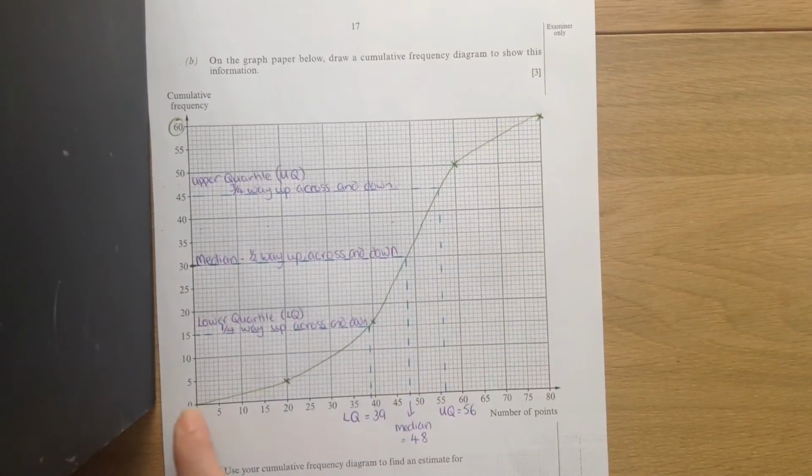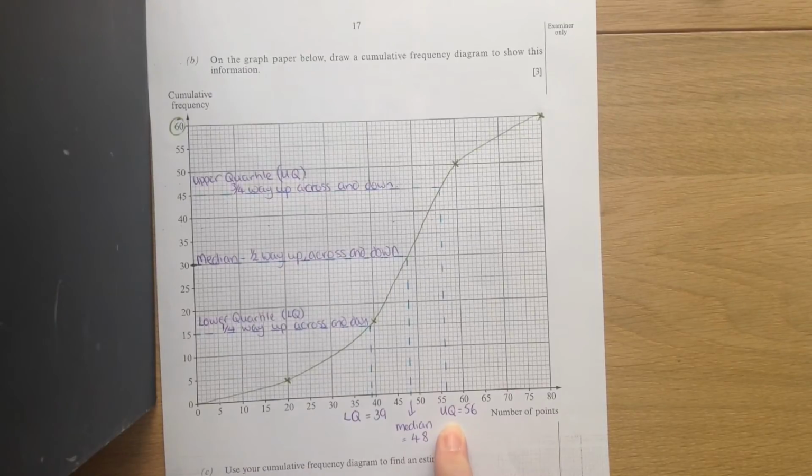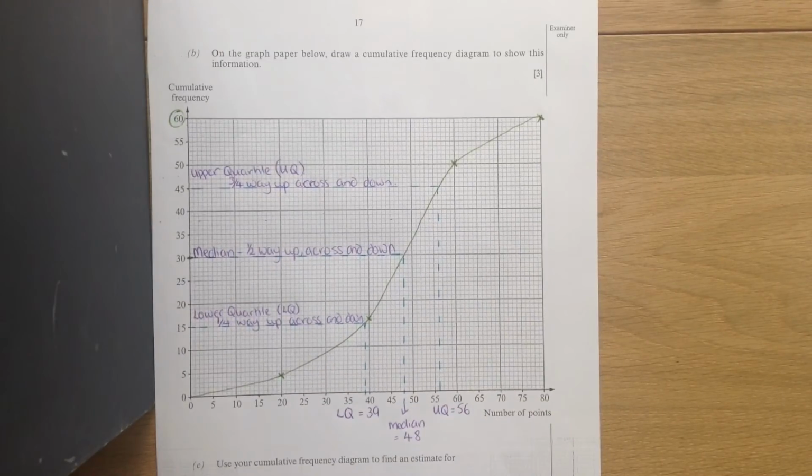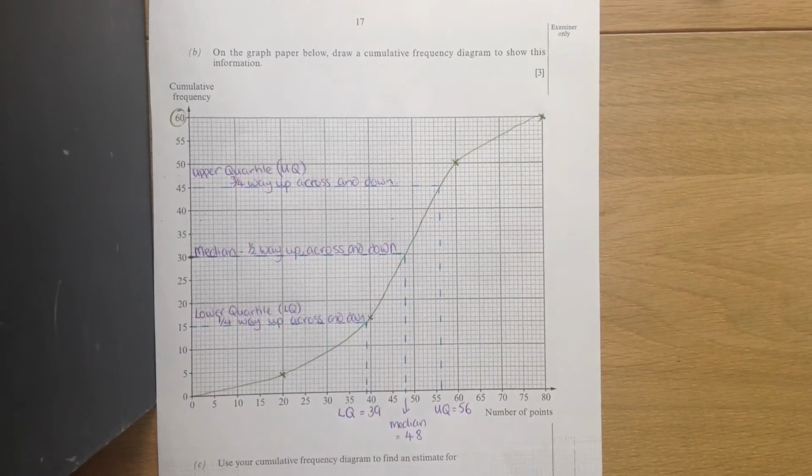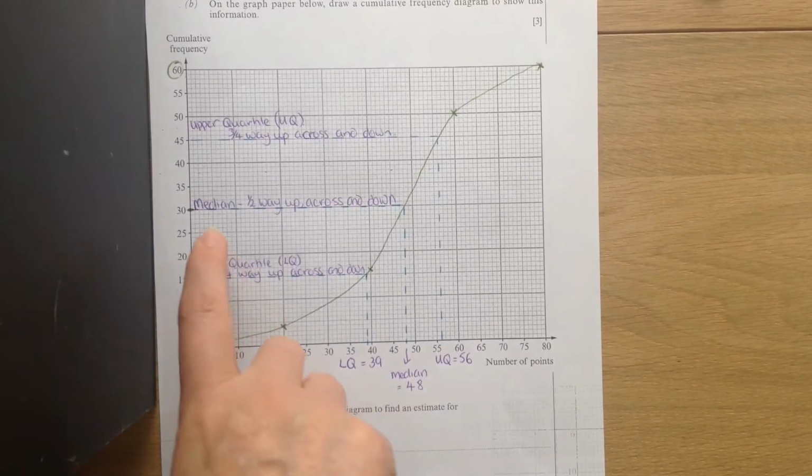Okay, the graph should look like a stretched out S. If it doesn't, you've gone wrong somewhere. Right. The last thing they might ask you to do is to find some statistics. So they could ask you to find the median.